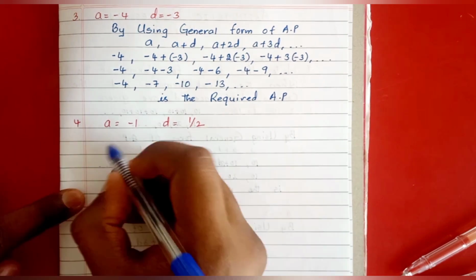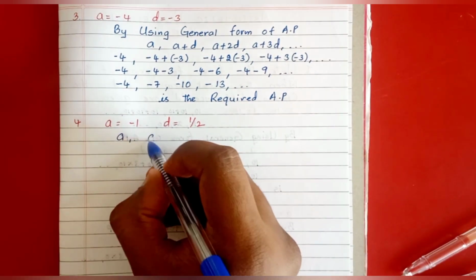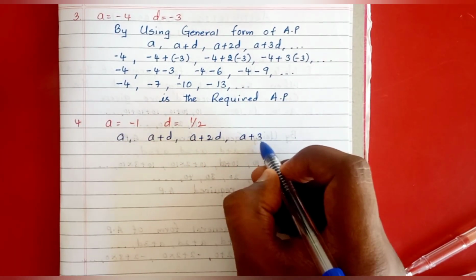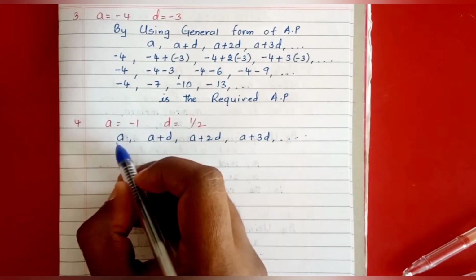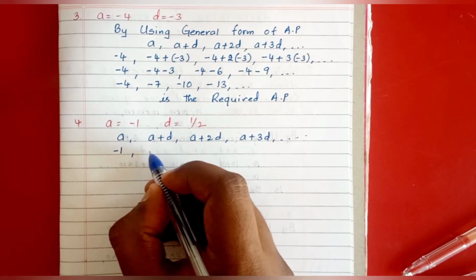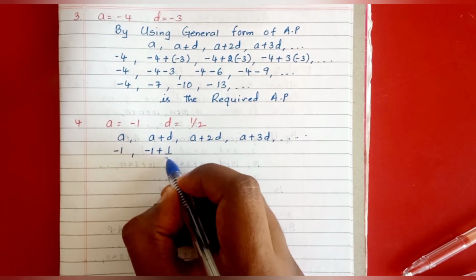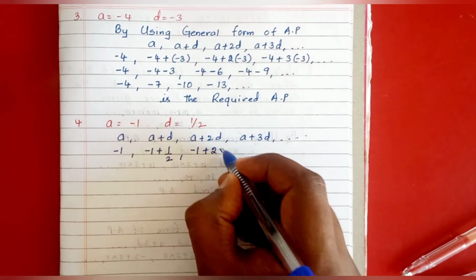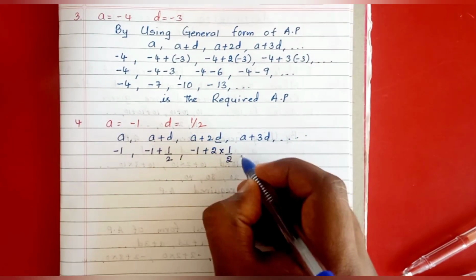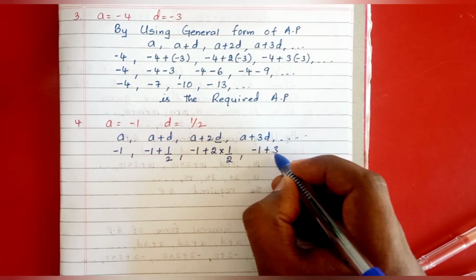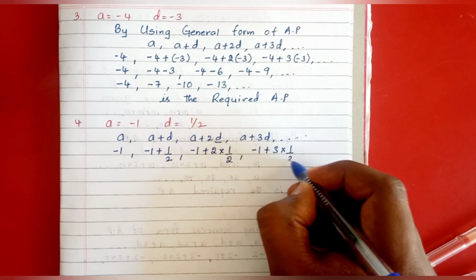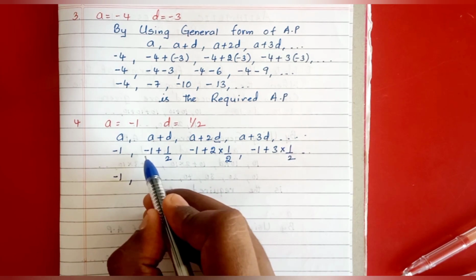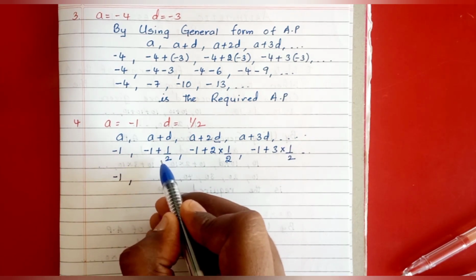Now moving to the next question, when A equals minus 1, D equals 1 by 2, by using general form A, A plus D, A plus 2D, A plus 3D. Now substitute the values of A and D, minus 1 as it is, minus 1 plus D value 1 by 2. Then A is minus 1 plus 2 into D value 1 by 2, comma, minus 1 plus 3 into 1 by 2. Now simplifying this, minus 1 as it is. Now I'll write minus 1 as minus 1 by 1.